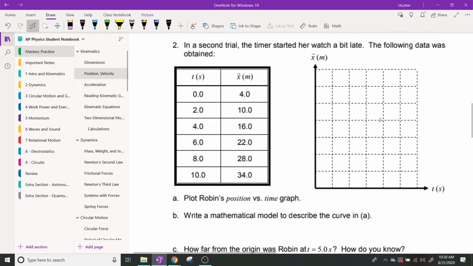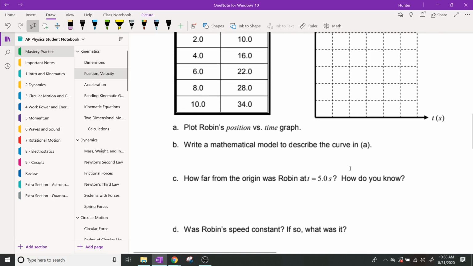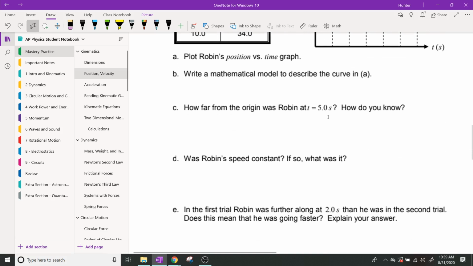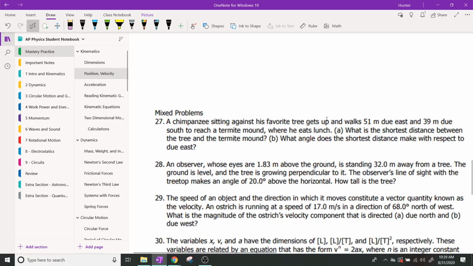Let's see. The timer started a little bit later this time, and then this data was recorded. So same mathematical model. Does anybody have any questions about these? Okay. And then we had these things.